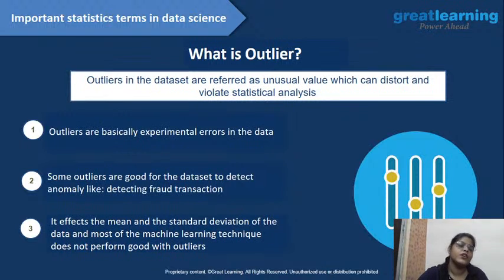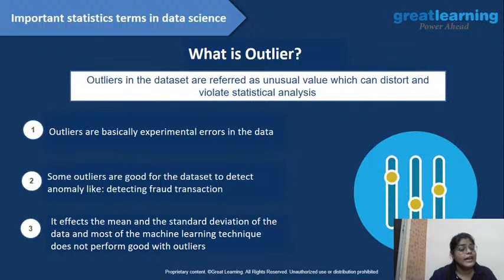Not the mean, it's going to basically change your average for that particular column. So this is something known as an outlier in the data set, right? Outliers are unusual values which can distort and violate statistical analysis. Outliers are basically experimental errors in the data. Some outliers are good for the dataset to detect anomalies, like detecting fraudulent transactions.